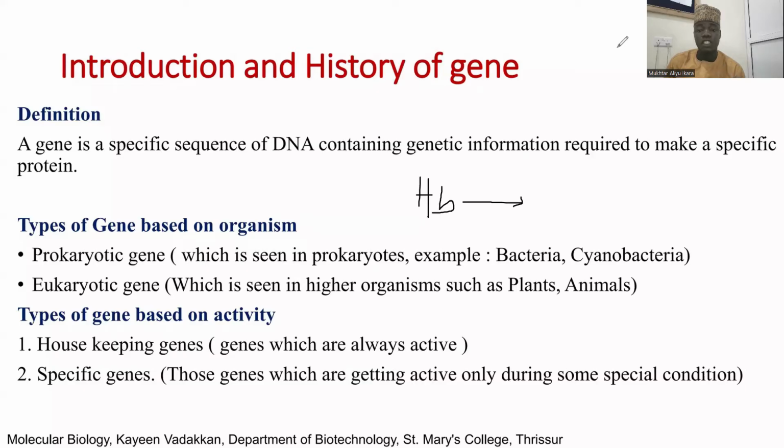Prokaryotic genes are those genes that are found in prokaryotic organisms. Examples of prokaryotic organisms are bacteria and cyanobacteria. And then we also have eukaryotic genes. Eukaryotic genes are those genes that are found in higher organisms. Examples of these higher organisms are plants and animals.